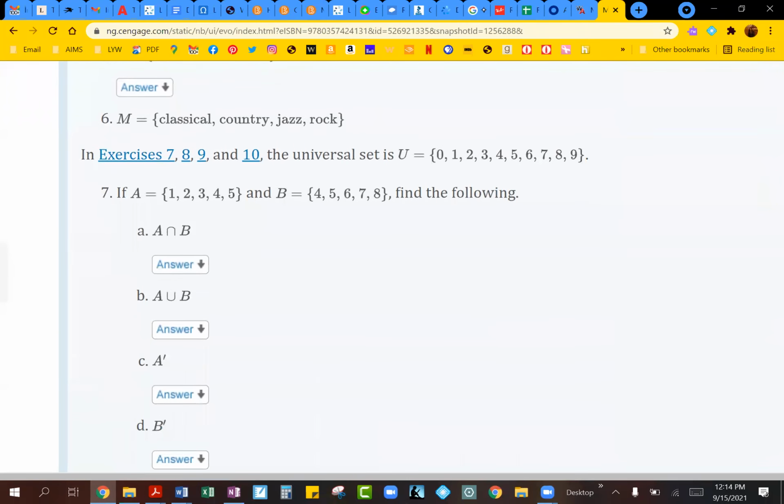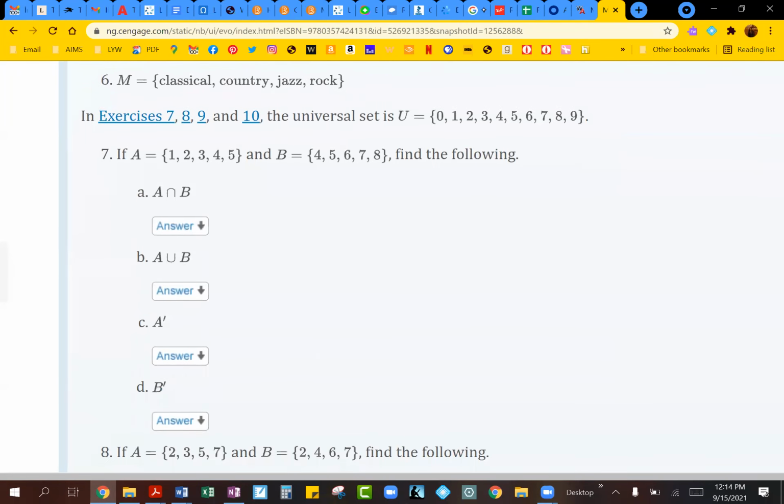Let's do number 10 over here. So with number 10, they're actually giving you this as your universal set. They're saying the universal set is set U going from 0 to 9, right? So all 10 of those digits are forming our universal set.